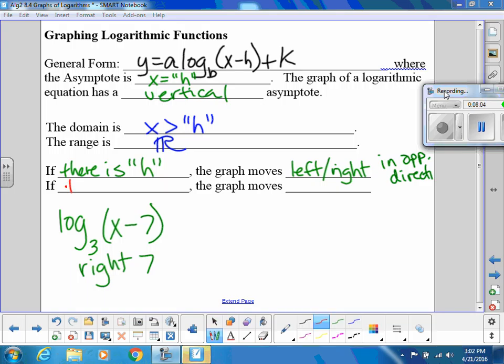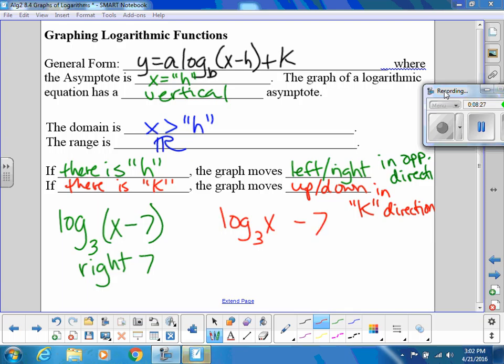Okay, if there is a k value, the graph moves up or down in the k direction. Okay, so for example, if I had log base 3 of x, minus 7, notice that this is different than the green one that I wrote. I don't have parentheses around it. That's how I know that the red minus 7 is a k and the green minus 7 is an h. So because that 7 is negative, that k value is negative, it's going to be shifted down 7.